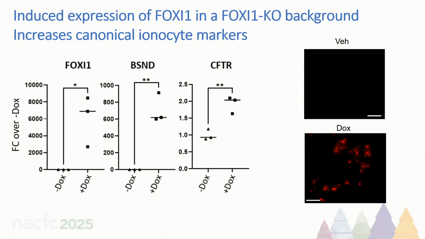First thing, just to characterize, okay, in our knockout line, when we add doxycycline to trigger an expression of FOXI1 to induce some ionocyte formation, does that result in restoration of ionocyte markers? Sure enough, it does. We see restoration of BSND and FOXI1, an increase in CFTR, although it's notable, again, the FOXI1 knockout cultures weren't without CFTR expression.